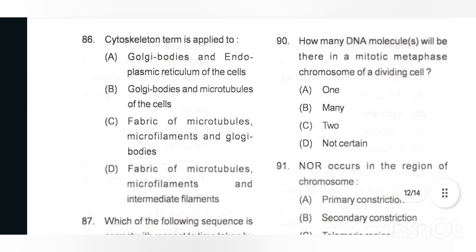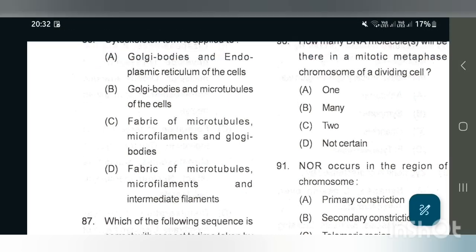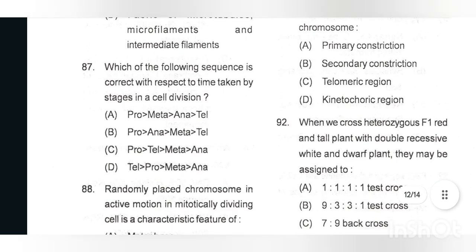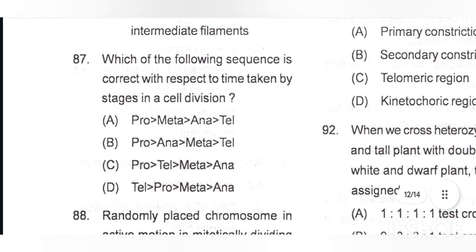Question number 86, cytoskeleton term is applied to fabric of microtubule, microfilament and intermediate filament. So option D is your correct one. Then question number 87, which of the following sequence is correct with respect to time taken by stages in cell division? So yes, the right answer is option A. Prophase is the longest phase, then metaphase, then anaphase, then telophase.